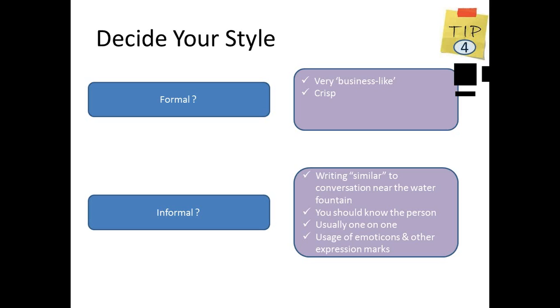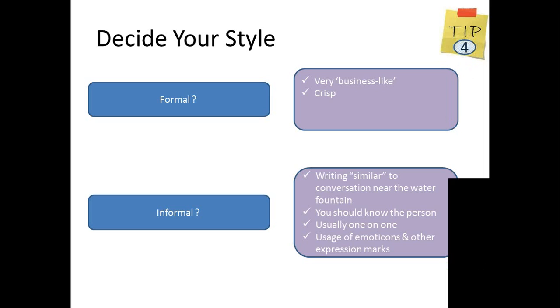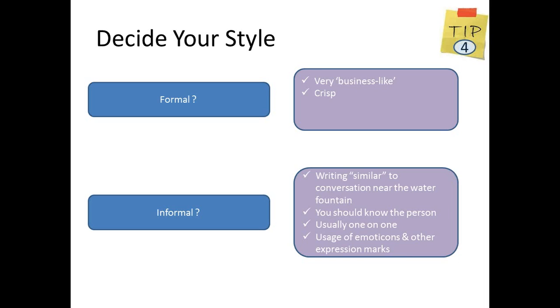Secondly, don't write an informal email to somebody that you don't know. An informal email should be written to someone whom you know. And usually it is one-on-one emails. You will not write an informal mail to many people unless all of them are your friends. And usage of emoticons and other expression marks is absolutely fine, because it's an informal email, you are trying to communicate emotions.